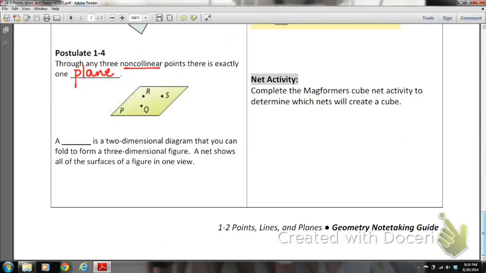Last definition is a net. And a net is a 2-dimensional diagram that you can fold to form a 3-dimensional figure. So a net shows all the surfaces of a figure in one view. We're going to use the net of a cube in class to illustrate points, lines, and planes.